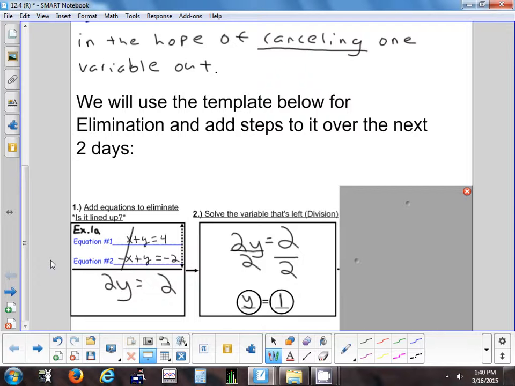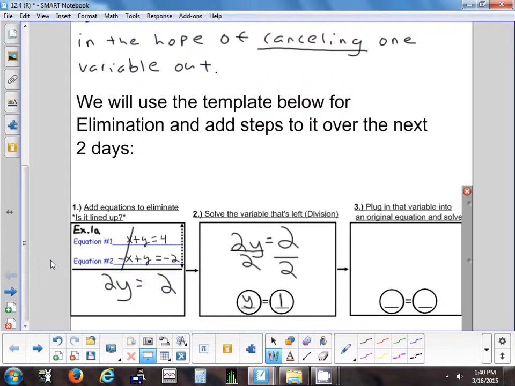Like Mr. Hager did at the beginning, that's why we did it. We've done graphing. We've done substitution. Now we're on elimination. It's a different way. All right? So we got y equals 1. Now, let's pull back the curtain for the last thing.